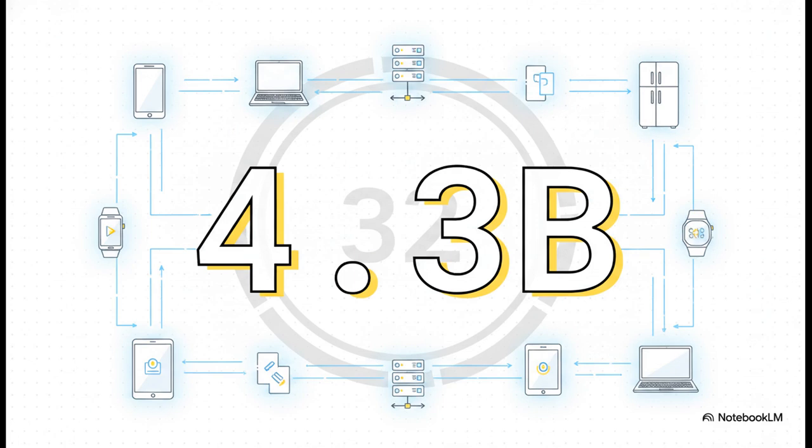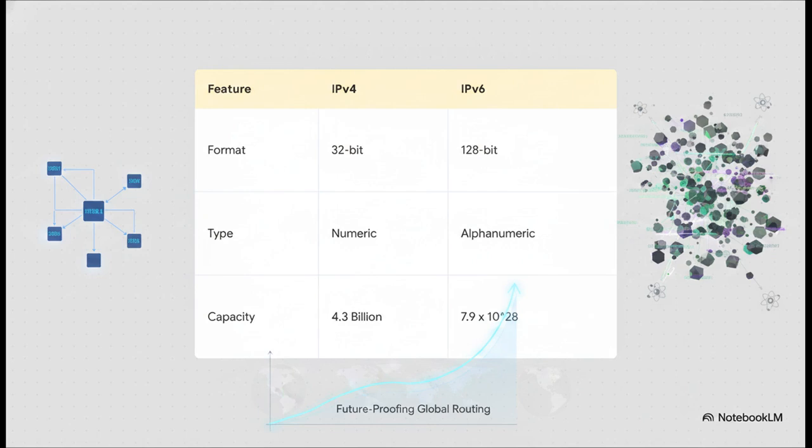And let's be real, in a world where everyone has a smartphone, a smartwatch, a laptop, and a smart fridge, we blew past 4.3 billion devices a long time ago. The internet desperately needed an upgrade. And the solution to that bottleneck? IPv6. While IPv4 is that 32-bit purely numeric system stuck at 4.3 billion, IPv6 expands things into a massive 128-bit alphanumeric format. It uses both numbers and letters. The result of that?